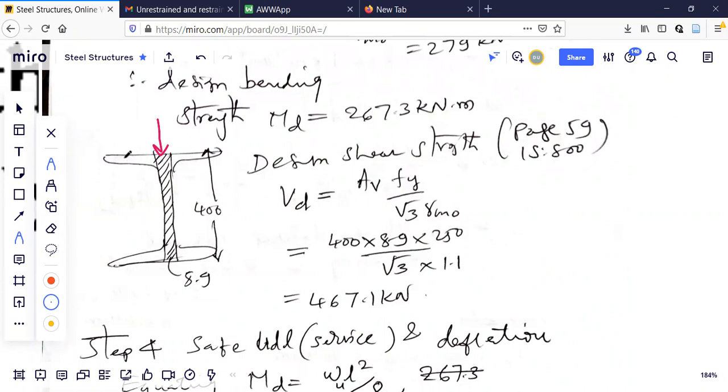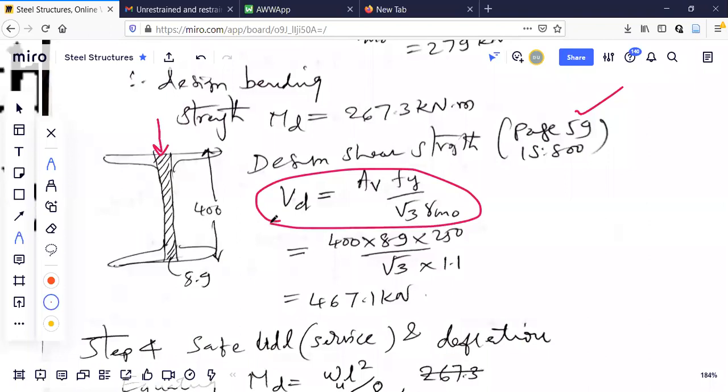These two will not resist. There is no question of flanges resisting the shear. Only this part, whatever is hatched, that is the resisting area. So this formula is again on page number 59 of IS 800.